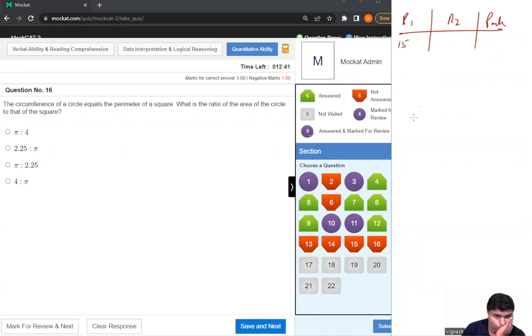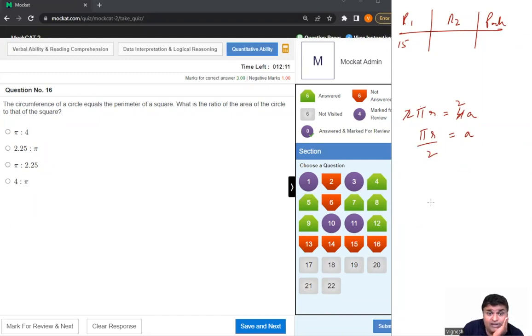Circumference is what? 2 pi r. 2 pi r is equal to 4a, the perimeter of the square. What is the ratio of the area of the circle to that of the square? What do you want to write in terms of what? A is equal to, in terms of this. Correct? Circumference 2 pi r, 4a perimeter. So pi r. 4 and 2 I can divide, and I get a 2. So a is pi r by 2.